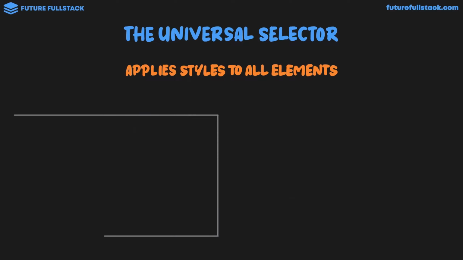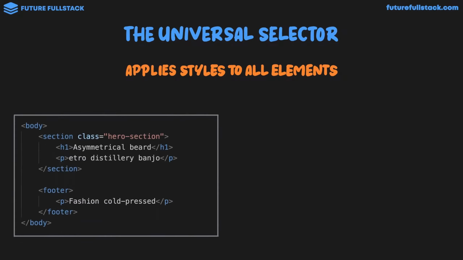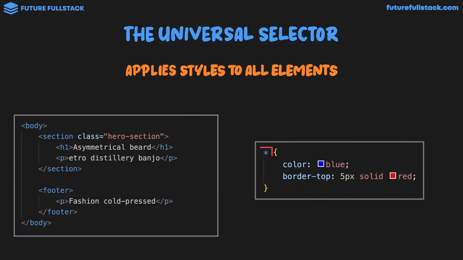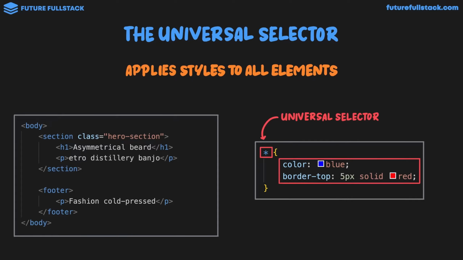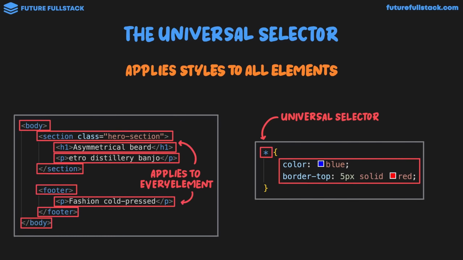Let's take a look at this snippet of HTML. It contains a section and footer. In our CSS, I'm going to apply this style rule. The selector you see here is the universal selector. It's an asterisk symbol. The styles inside the declaration block apply to every single element. And when I say every element, I mean every element. Even structural elements like bodies, sections, and footers, as well as, of course, regular content elements like headings and paragraphs.